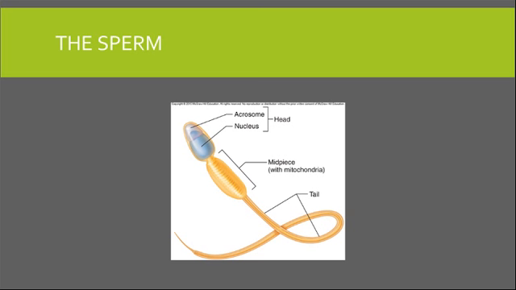The major difference I want you to remember between oogenesis and spermatogenesis is that in oogenesis, the result is one ovum with those three polar bodies, but just one ovum. Spermatogenesis gives rise to 4 mature sperm.